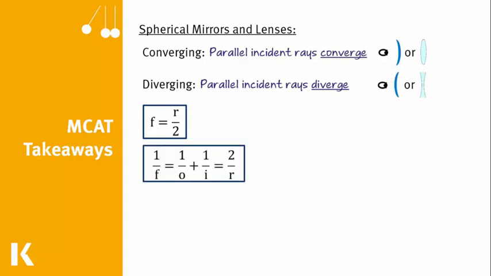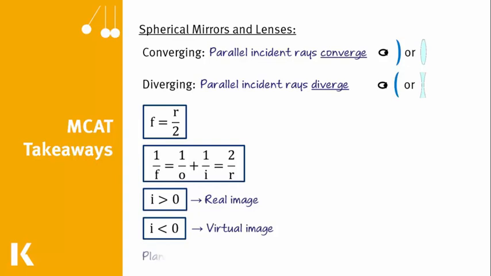We interrelated focal length, radius of curvature, object distance, and image distance with this super handy equation here. You'll definitely want to be comfortable with this for test day. When image distance was greater than 0, we produced a real image. When image distance was less than 0, we produced a virtual image. And of note, plane mirrors always produce virtual images.